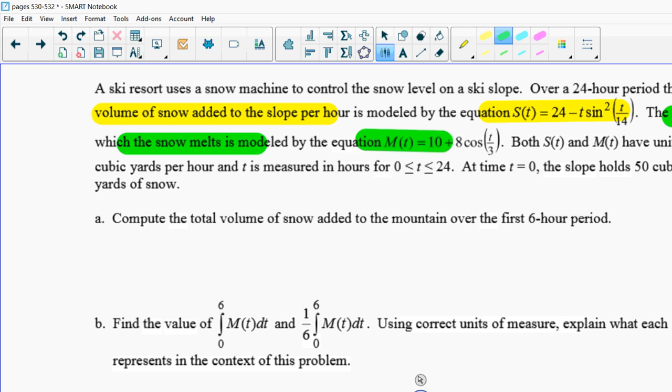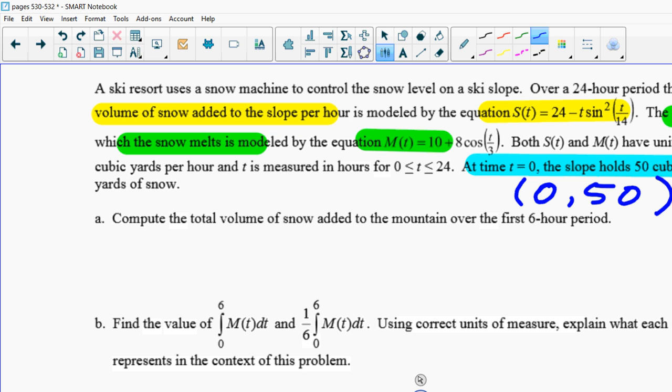At time 0, the slope holds 50 cubic yards of snow. Please, please, do something, highlight it, write 50, something, so that you don't forget that piece. No, it's not 50 for either of them. It has nothing to do with S or with M. It's just at time 0, there's this much. When they started measuring, there was this much snow. Initial condition.